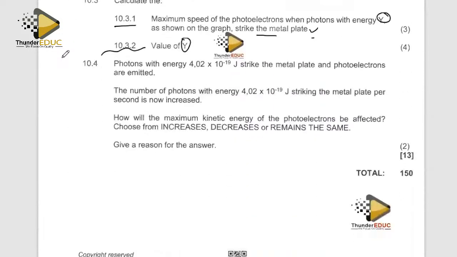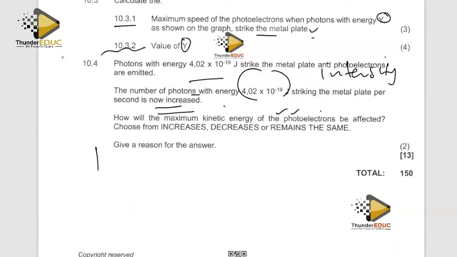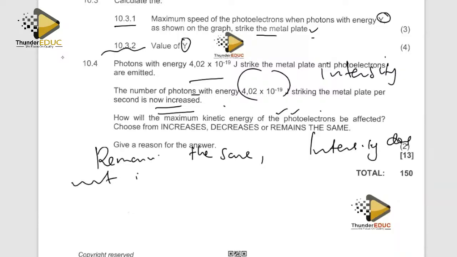Then 10.4, they're telling us we have photons of this much energy that are striking the metal plate. Then the number of these photons with this type of energy is increased. How will the maximum kinetic energy be affected? So when you increase the number of photons, you're basically increasing the intensity. So how does intensity affect the kinetic energy? In this case, it's just going to remain the same. So what is the explanation? We can say that intensity increases the number of electrons, but not the energy.